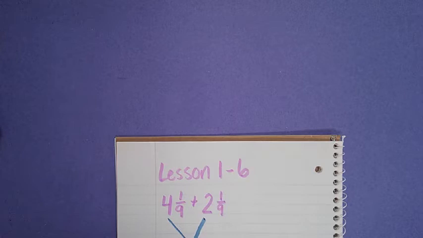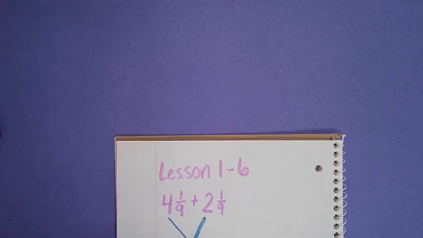I wanted to recap lesson 1-6, which is adding and subtracting mixed numbers. We know that a mixed number is a number that has a whole part and a fractional part. The 4 is our whole, representing like 4 whole pizzas, and the 1/9 means we have 1 out of 9 pieces. Same thing with the 2 and 1/9. The 2 is our whole, and the 1/9 is our fractional part.